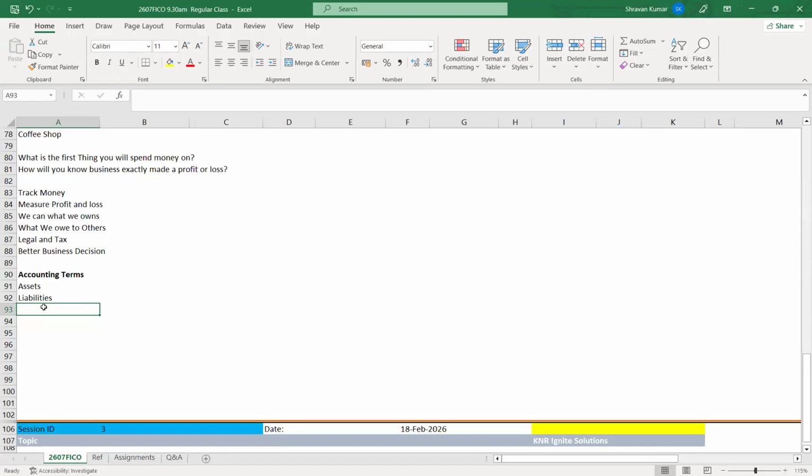Bank. Exactly, the bank will be owning this 2 lakh. Can you keep it forever? Like the money which you got from the bank, will you keep it forever with you? No, we have to return it. Yeah, definitely. We have to repay it one day.